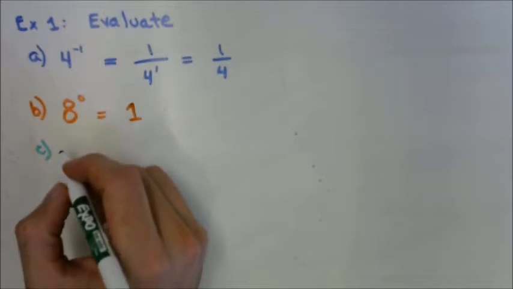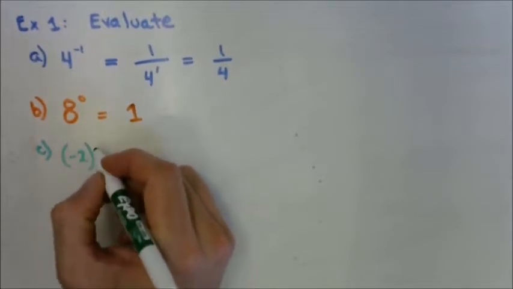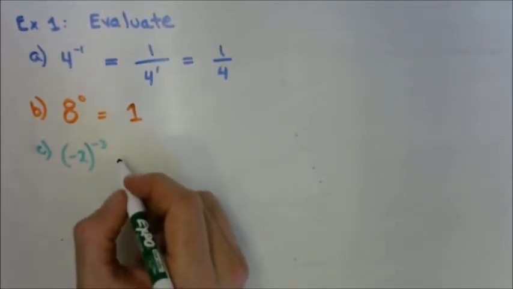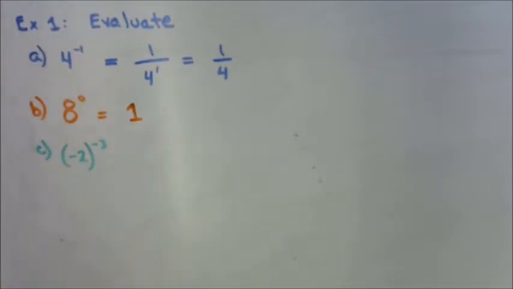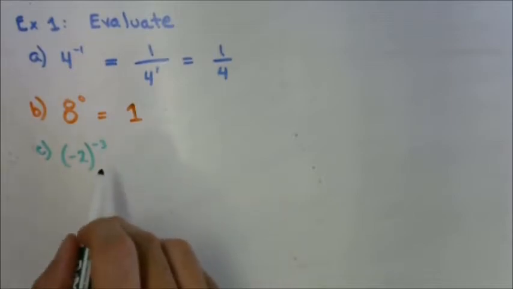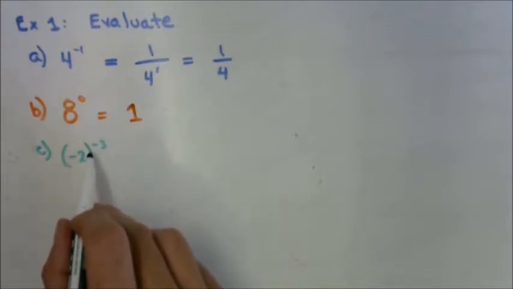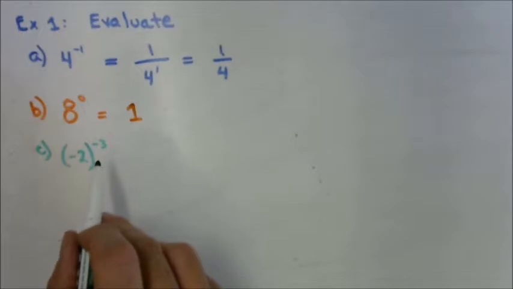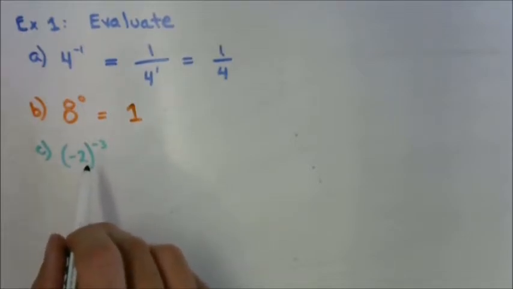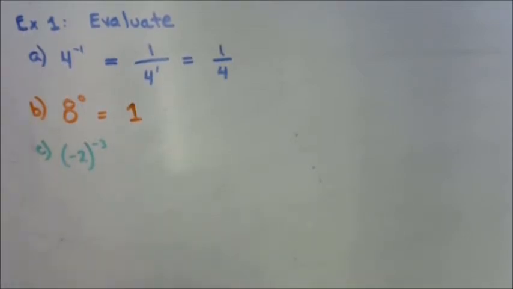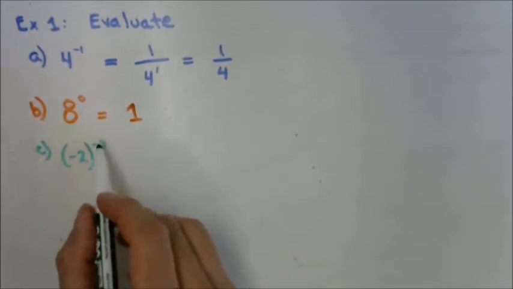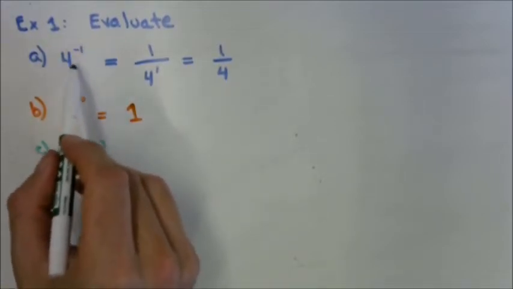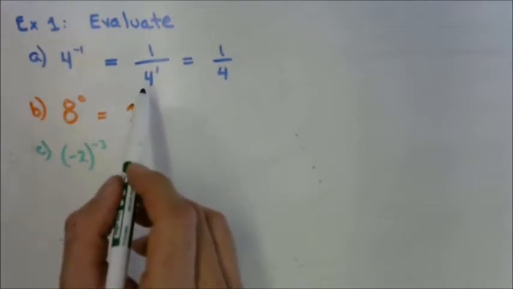C gives us negative 2 raised to the power of negative 3. What do you think we do with this first? We could expand it out, but we don't really know what it means to expand something to the power of negative 3. It's not the same as negative 2 to the power of 3. So what do we need to do first? We have a negative exponent. What did we do with this negative exponent? We made it the reciprocal with a positive exponent.